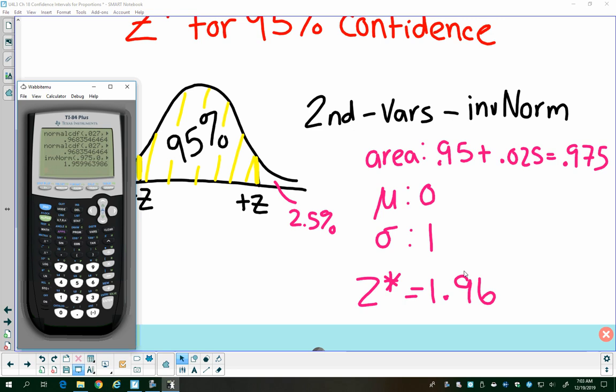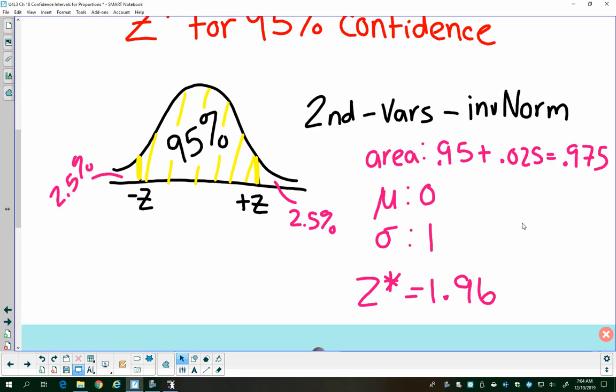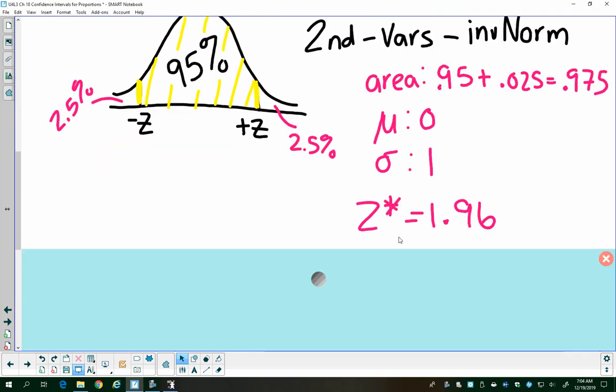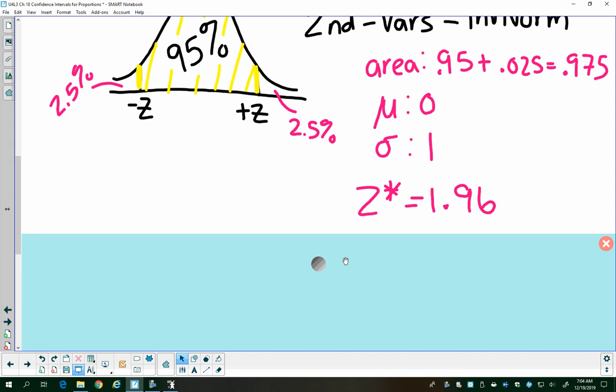That's our z star. That's our z value, our critical value associated with 95% confidence. Anytime we do a one proportion z interval, if I'm looking for 95% confidence, this z star is going to be the same. So you might start just remembering some of these common z stars, these common critical values. So for 95%, for one proportion z interval, we're always going to use 1.96. If you don't remember that, it's okay. We can always calculate it like we just did.